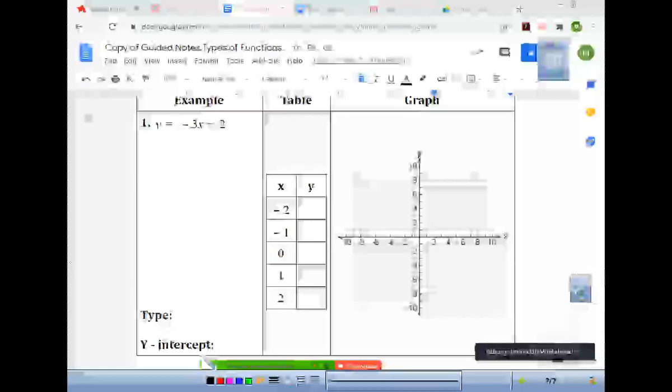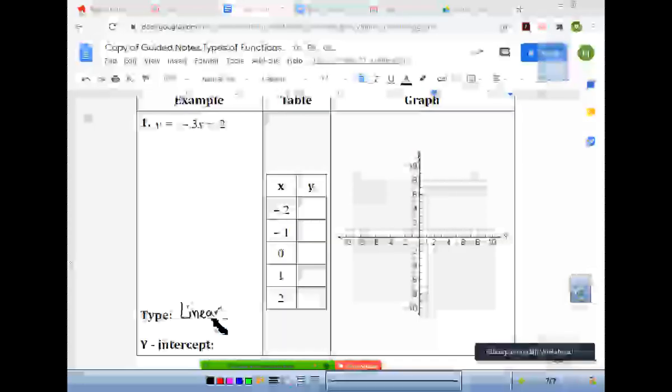What type is this number 1, and what's the y-intercept? What type? Y equals negative 3x plus 2. The one that starts with the what? Linear, very good. So this is linear. Starts with an L.